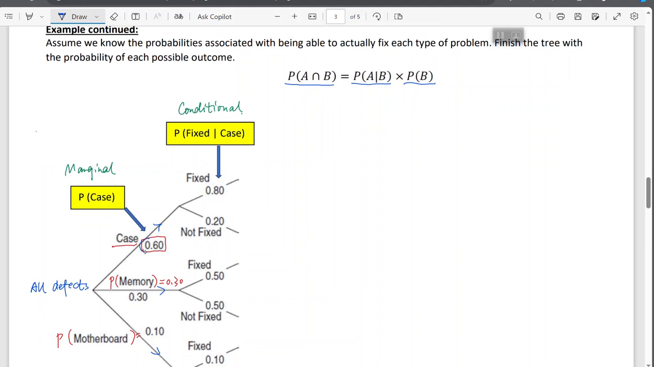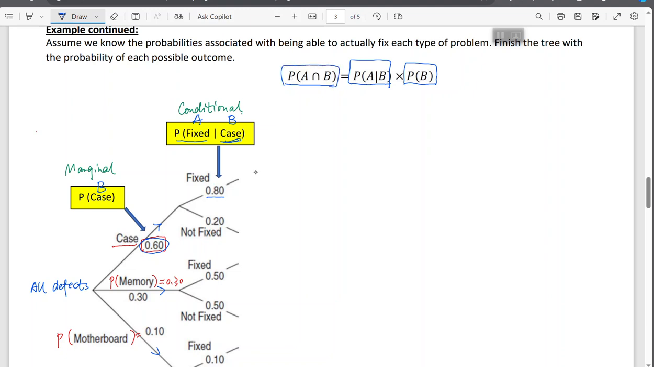We say the probability of case alignment is 0.60. And given it is a case alignment problem, the probability that this problem gets fixed is 0.80. So if I assume this is A and this is B, I have the probability of A given B, and this case is the probability of B, right? Okay, so if I multiply these two probabilities together, what should I have? I have a joint probability, right?